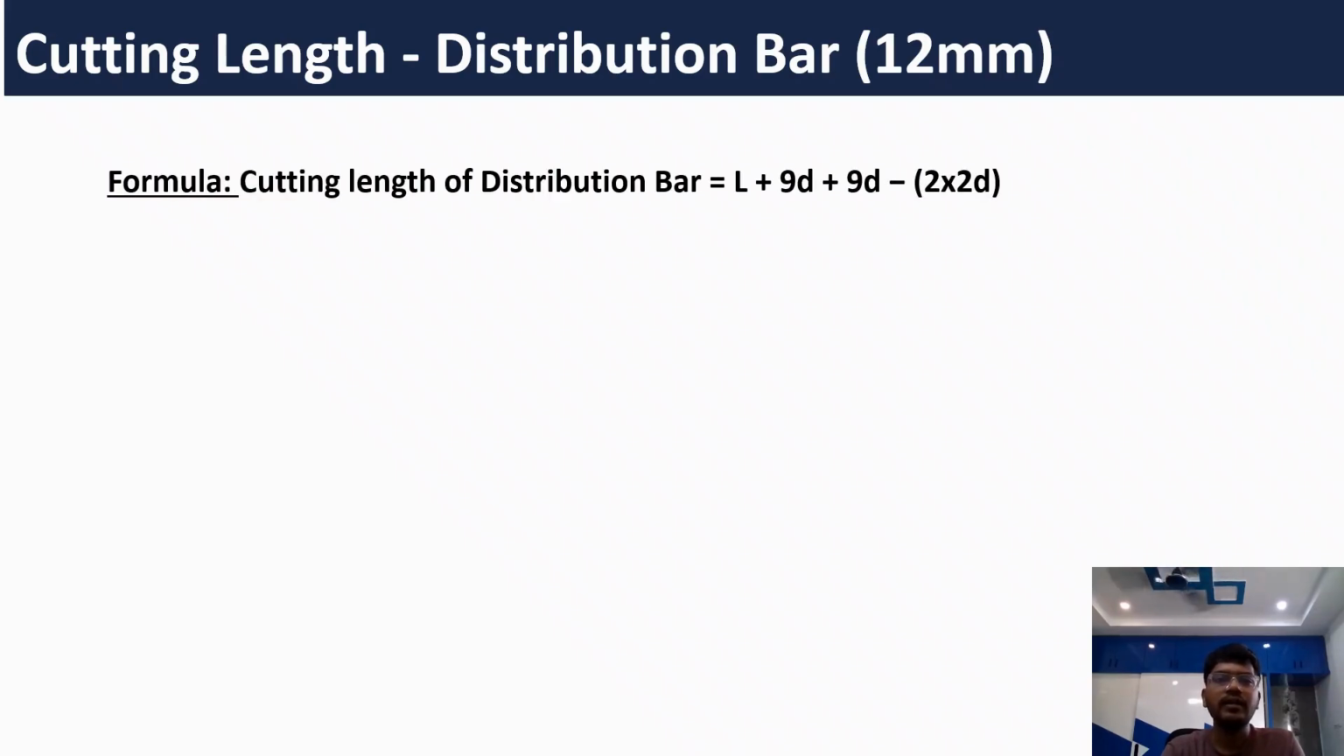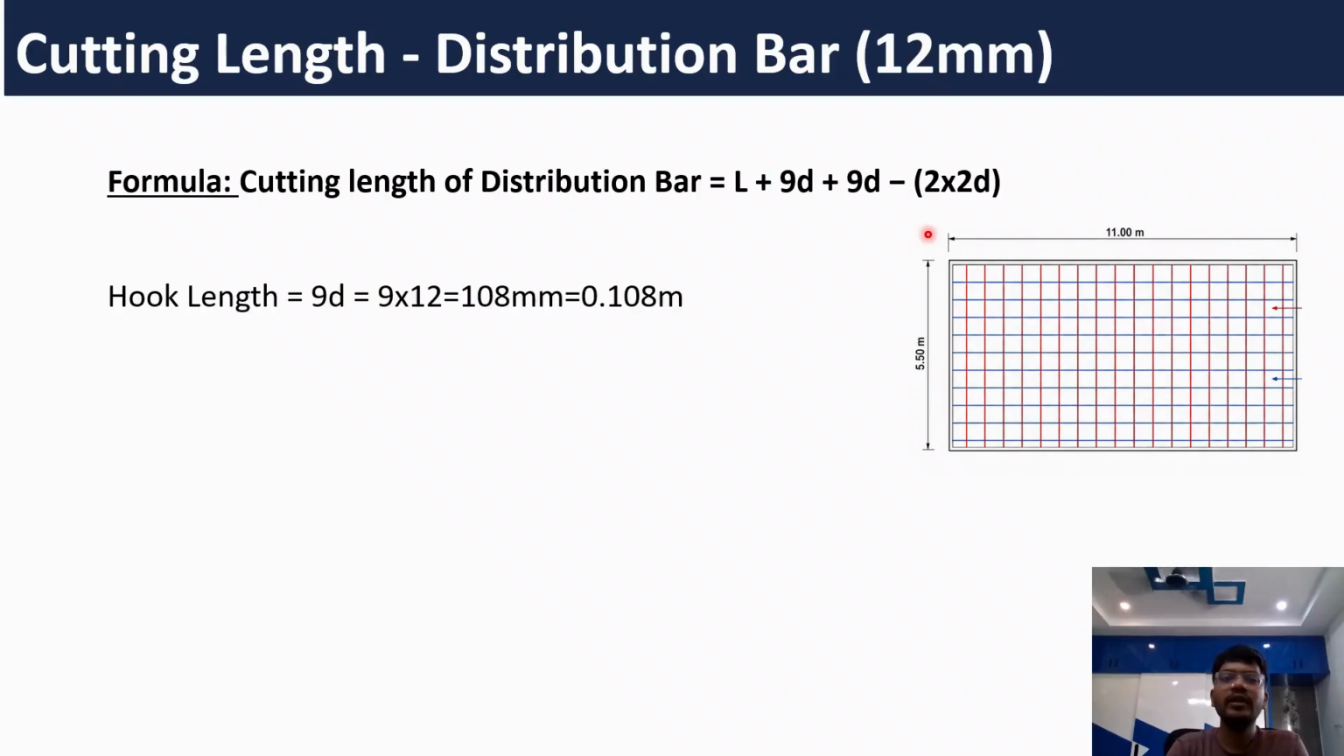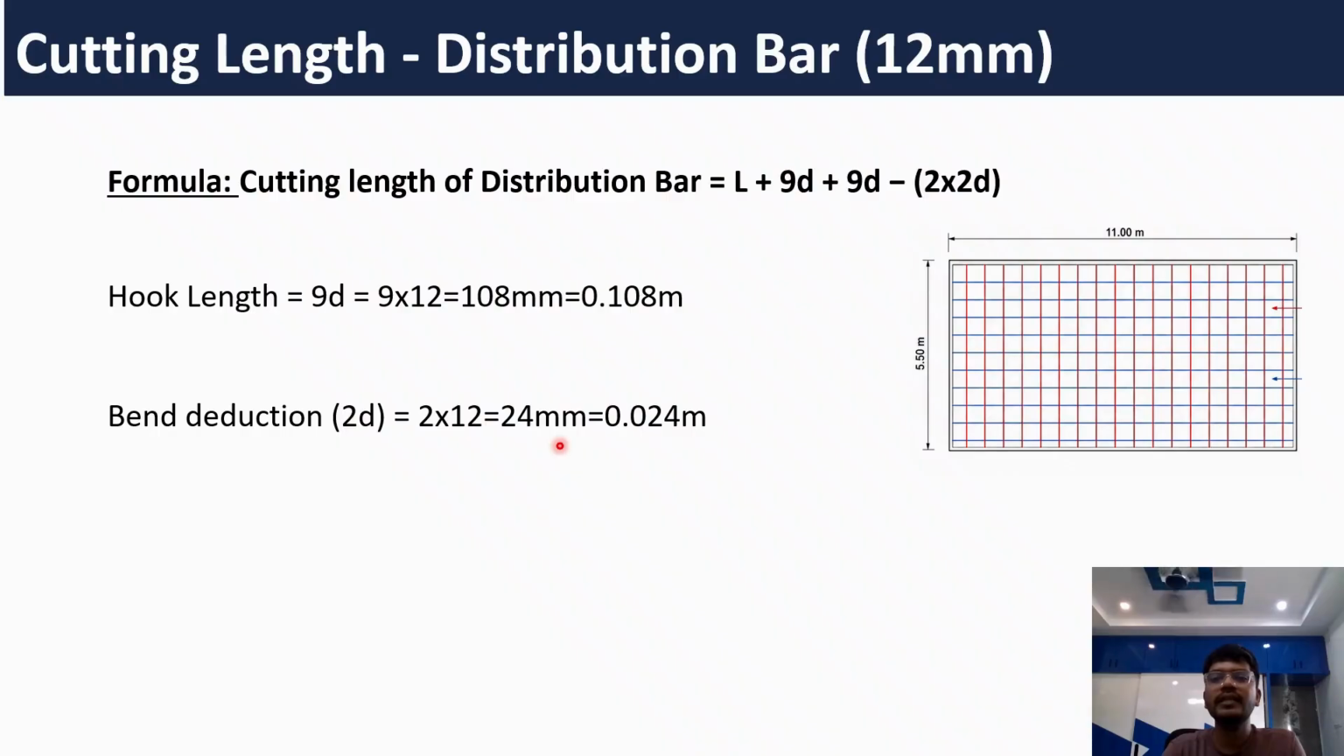Cutting length of distribution bar. The formula for cutting length of distribution bar is L plus 9D plus 9D minus 2 times 2D. Let's substitute the values to get the hook length. 9 multiplied by 12, where 12 is the distribution bar diameter, equals 108 mm, and if you convert it to meters, it will come as 0.108 meter. Bend deduction, 2 times diameter, which is 24 mm, or 0.024 m, and here the span is 11 meters.